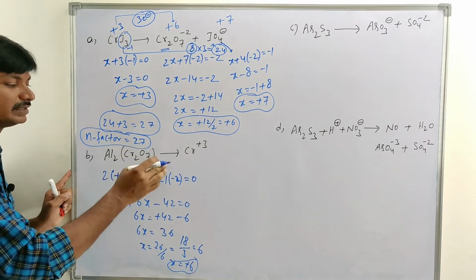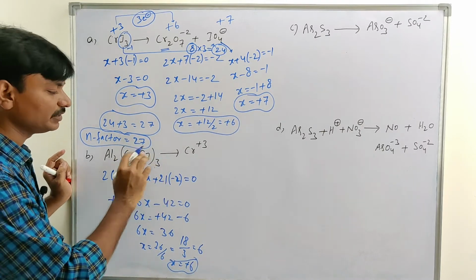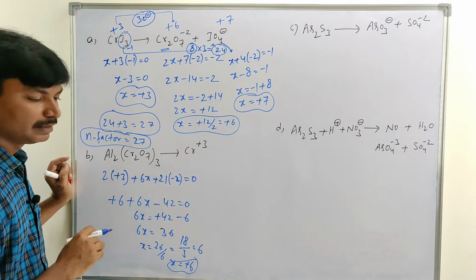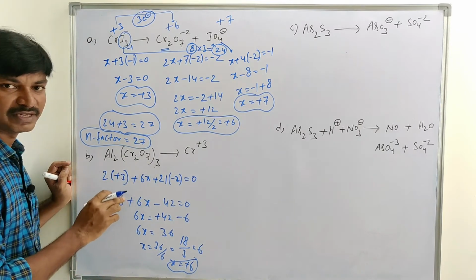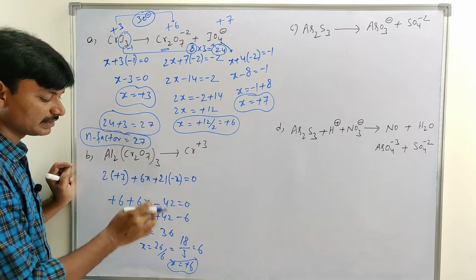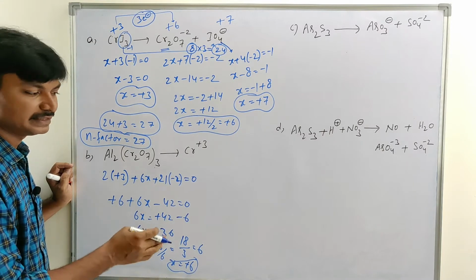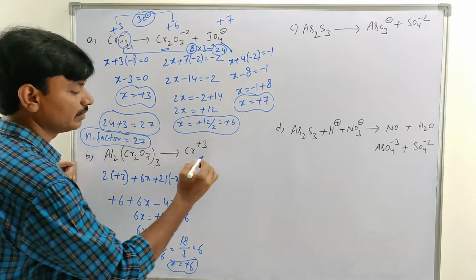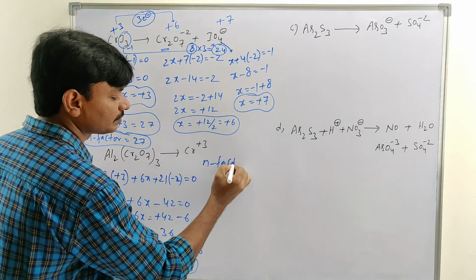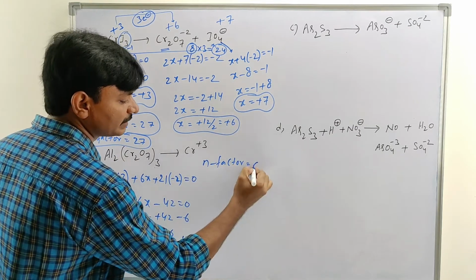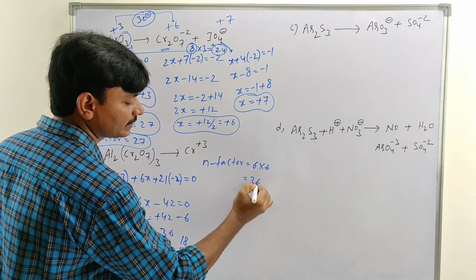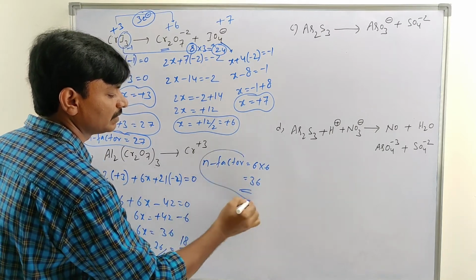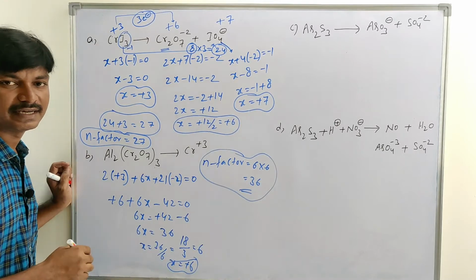Totally 6 electrons are involved in each atom for this conversion. But here 6 atoms are present. 6 means that is 6 into 6. Okay, 36 electrons are involved in given second conversion. That equal to n factor value equal to 6 into 6, that equal to 36 electrons. Okay, that is the n factor value for second and third case.